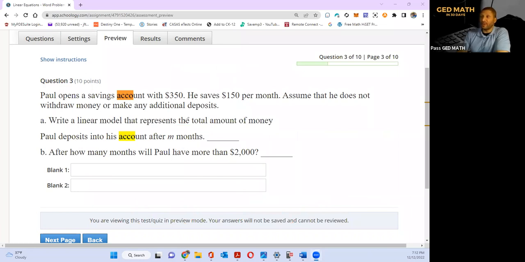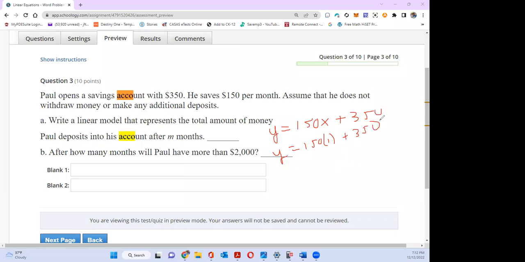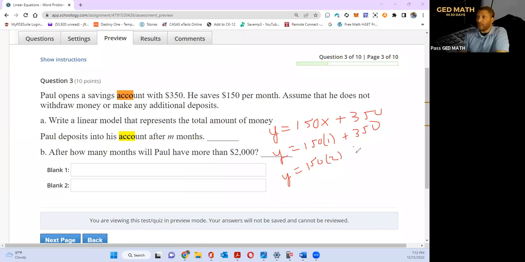So let's put this back down. Y equals 150x plus 350. If my month was month 1, it'll be Y equals 150 times 1 plus 350. Is my 350 the same? Yes, it stays the same. Did my 350 change? No. After month 2, 150 times 2 plus 350. Did my 350 change? No. That's what constant means, will not change.